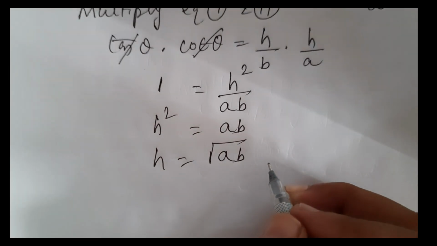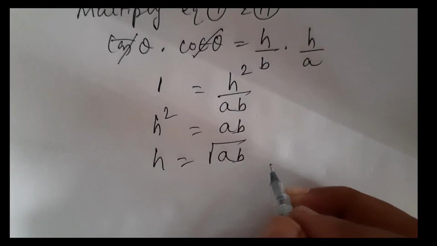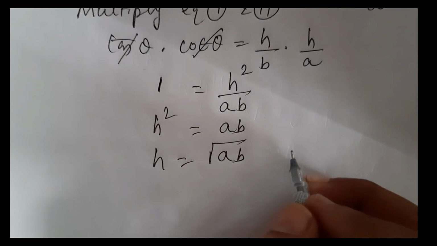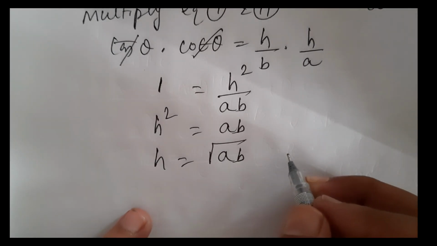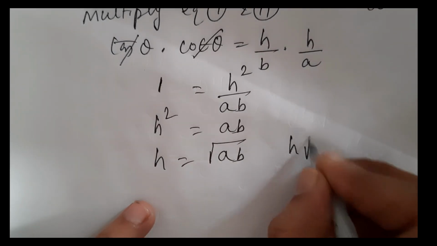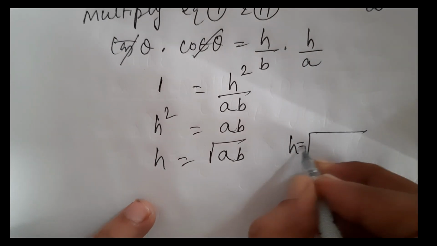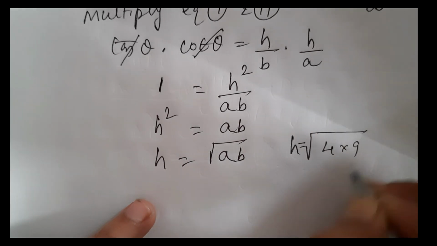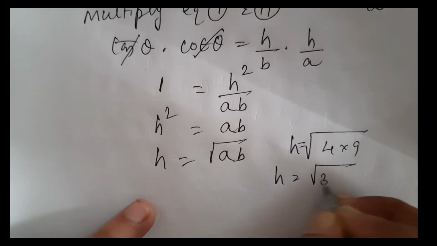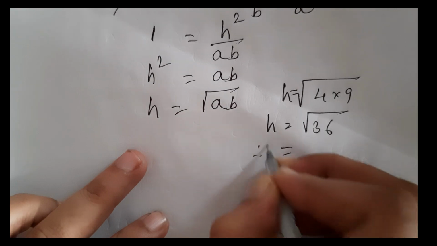The same question is there in your exercise also. In the last question, they have given the distances as 4 and 9, and we need to prove that the height is 6. As the distances are 4 and 9, we take the root of 4 multiplied by 9, which is 36. So we get the height as 6.